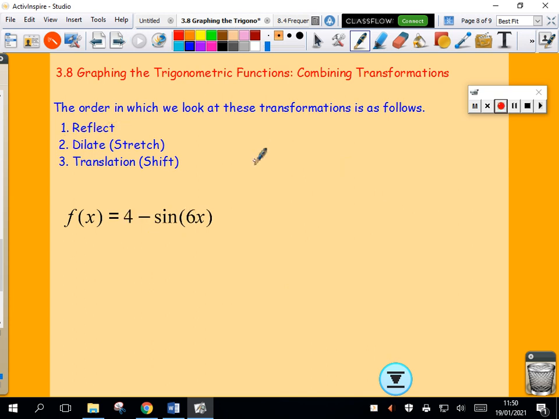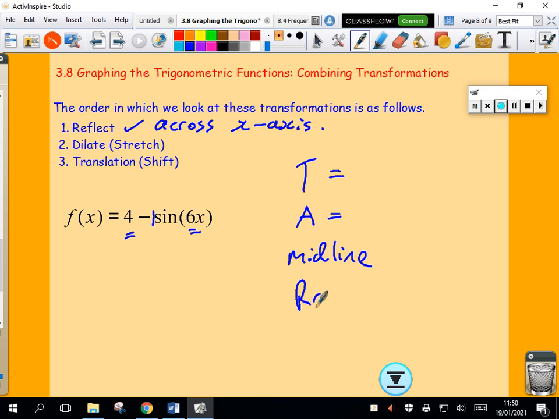Let's look at another example. 4 subtract sine of 6. Well, there is a reflection in this case. There's a reflection across the x-axis. That's what that -1, remember that's -1 times sine of x. Then there's a dilation, there's a stretch here. Well, that's going to affect the period, and then there's a shift upwards. Okay, so the period, the amplitude, the midline, and the range.